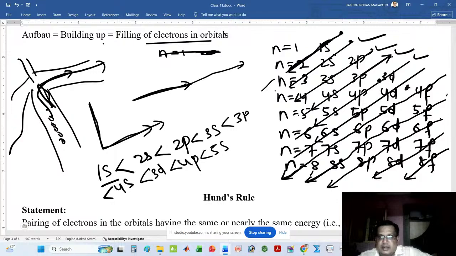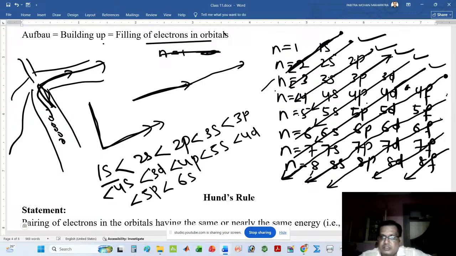Then go to the next arrow mark. Start your journey from this position. Here 4d will come first. Then you will move forward. Then you will find 5p. Then you can write here 5p. Next you can write 5p smaller than, that is your 6s.